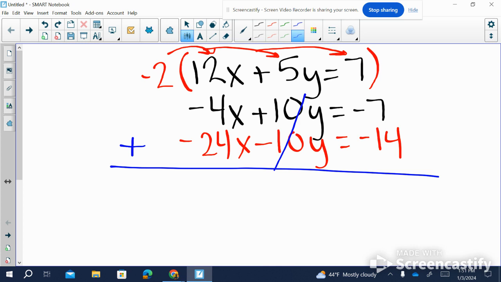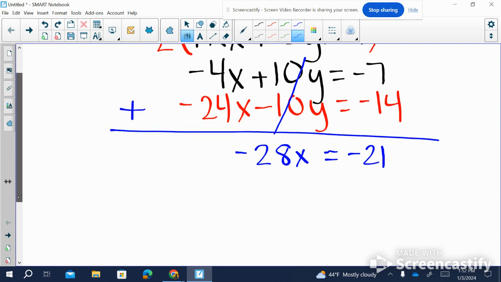Now let's look at my x's. Negative 4x plus negative 24x, so that's a negative 28x. And then that equals negative 7 plus negative 14, which is a negative 21. So we get negative 28x equals negative 21.